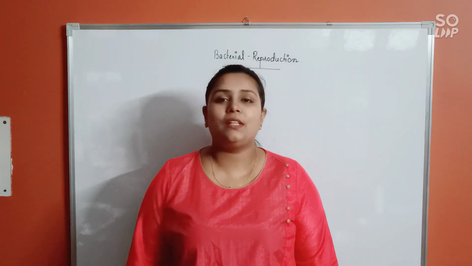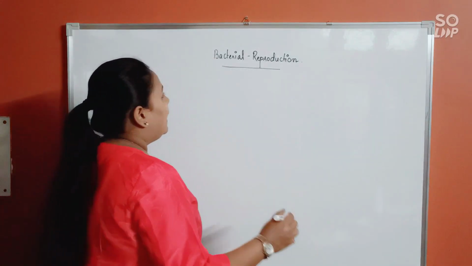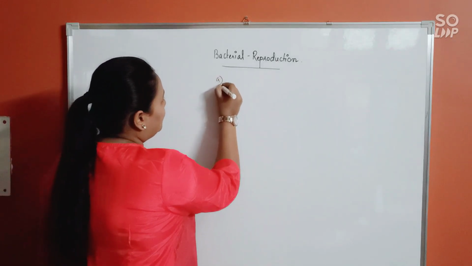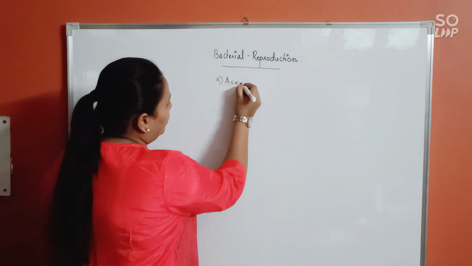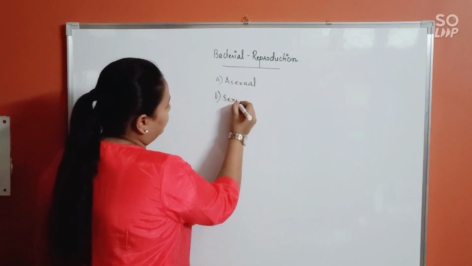In today's class, we'll start with bacterial reproduction. Alright? So without any delay, let's start. Bacterial reproduction can be of two types: asexual reproduction and sexual reproduction.